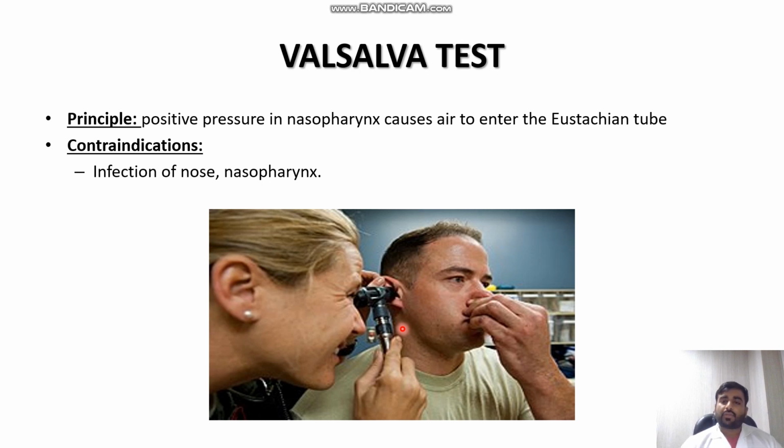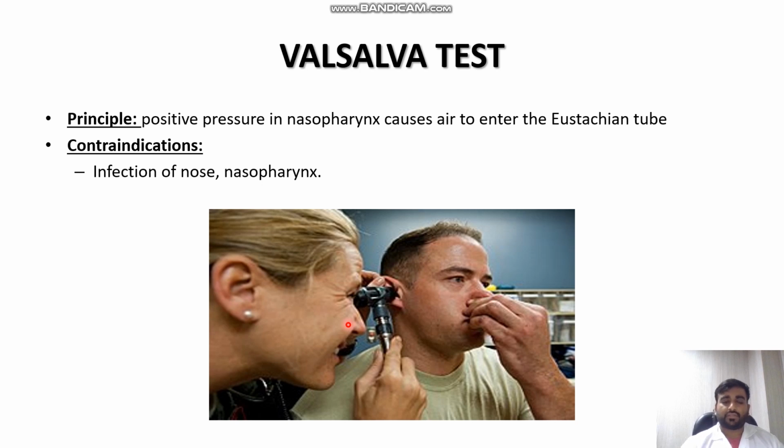In case of tympanic membrane perforation, a hissing sound is heard. If there is a middle ear discharge, a crackling sound is heard, and this sound is heard with the use of a stethoscope, or an auscultation tube can connect the patient's ear to the examiner's ear.